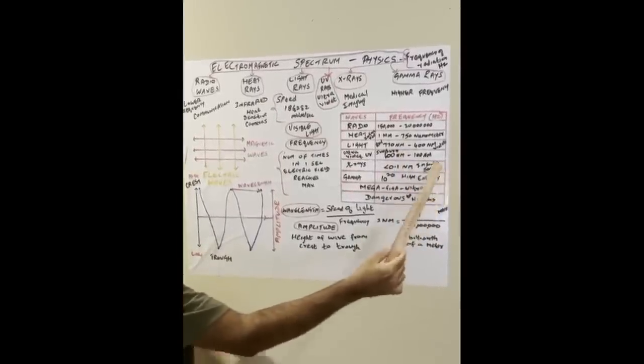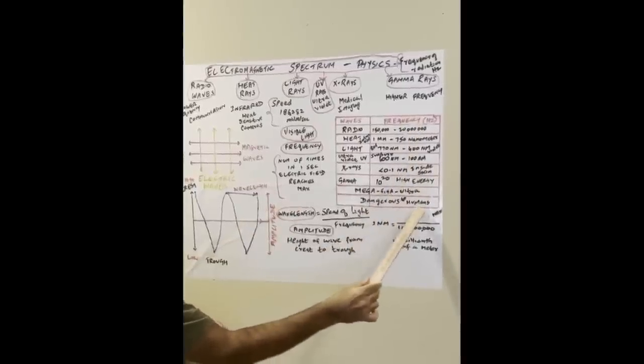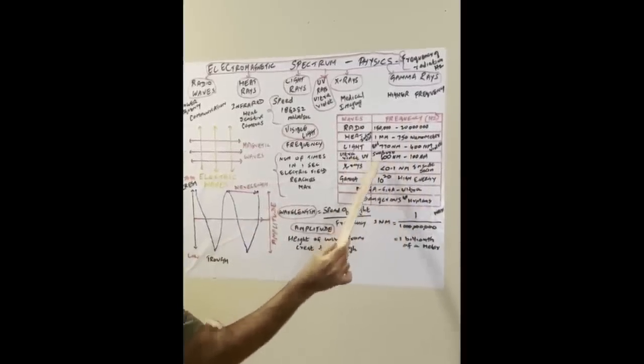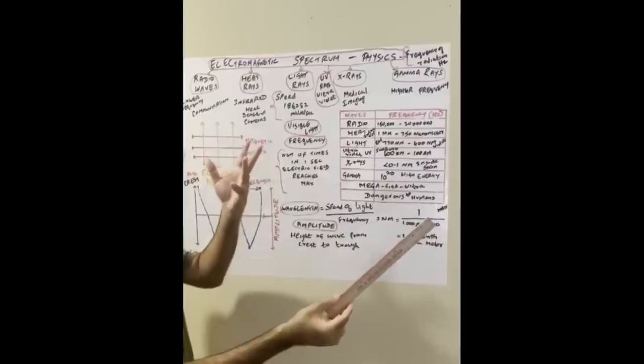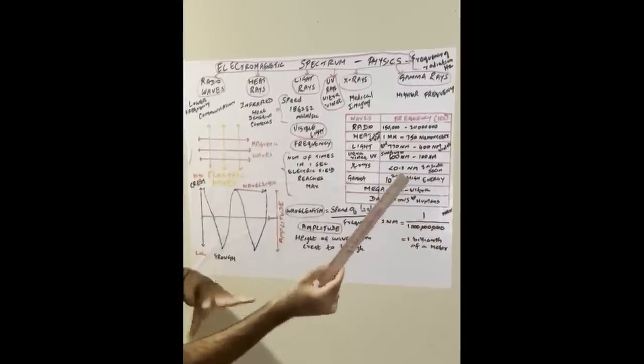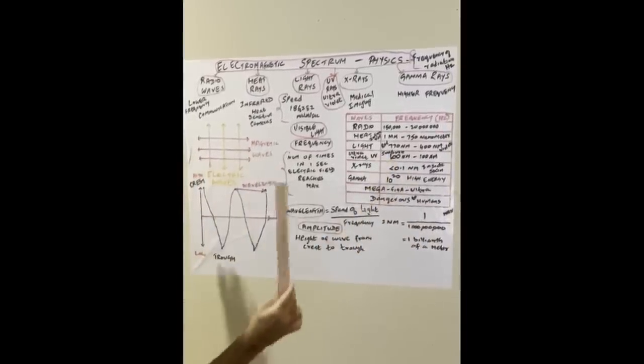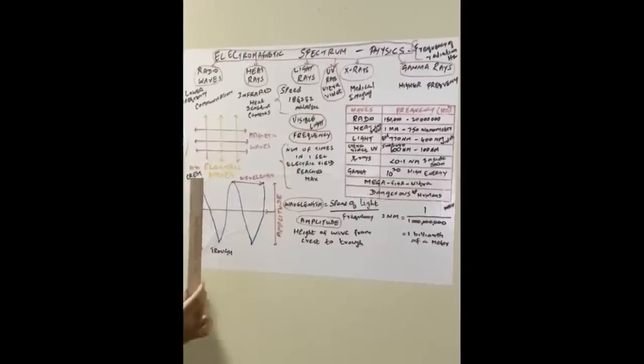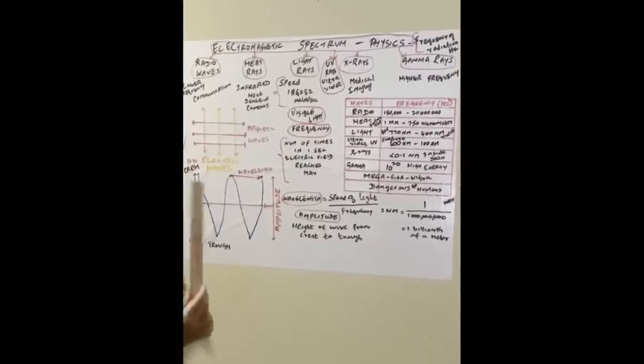Actually, we don't want to interfere too much with these because they are dangerous to humans. Even ultraviolet rays from the sun cause sunburn. If you stand in the sun, it will cause sunburn and hurt your skin. So this is the basic introduction about how energy is transferred from one place to another.